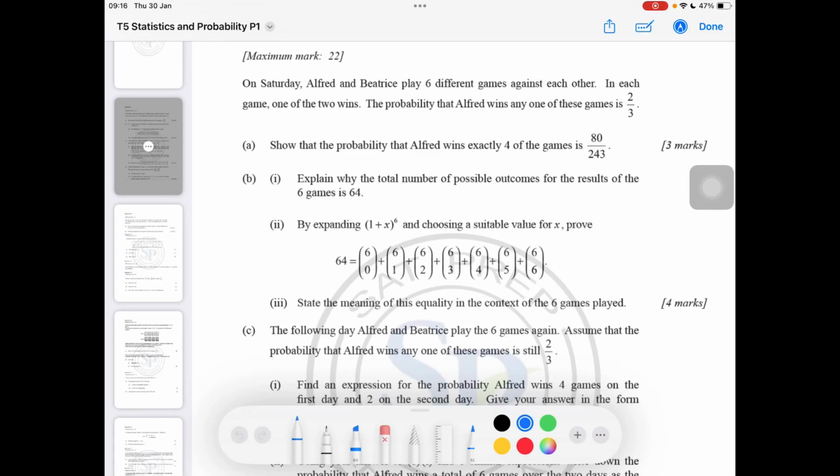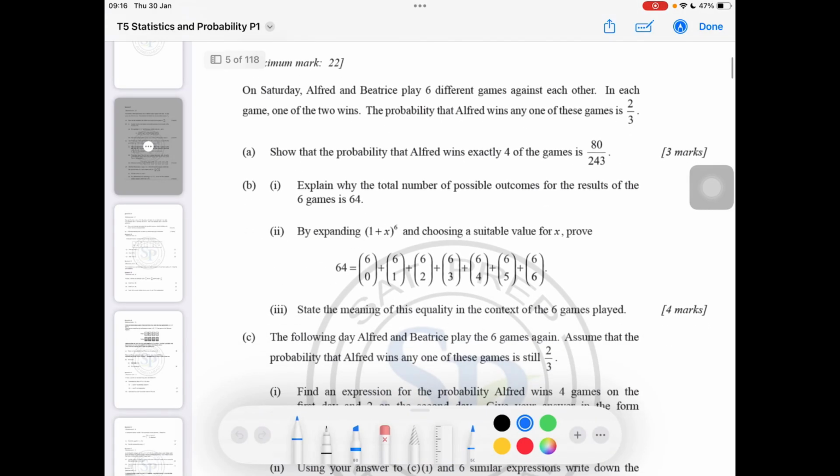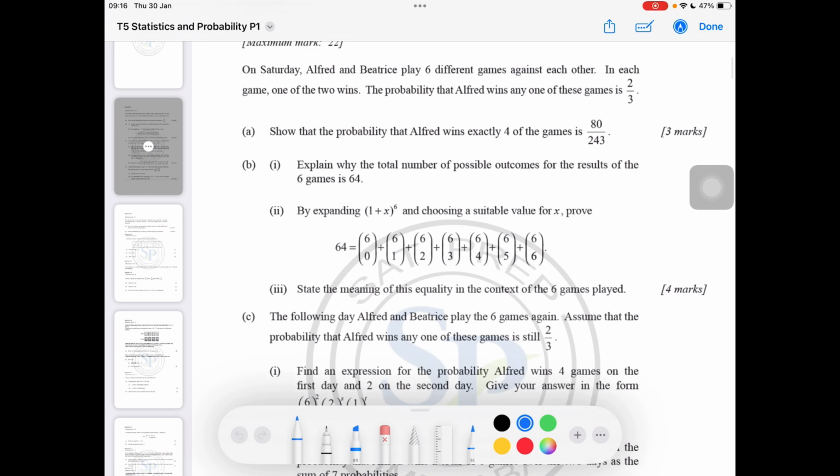So on Saturday, this is paper 1. Alfredo and Beatrice, A and B, play 6 different games against each other. Each game, one of the 2 wins. So win or lose, we have only 2 options, outputs, and the probability that Alfred wins any one of these games is 2/3. Alfred wins exactly 4 games.